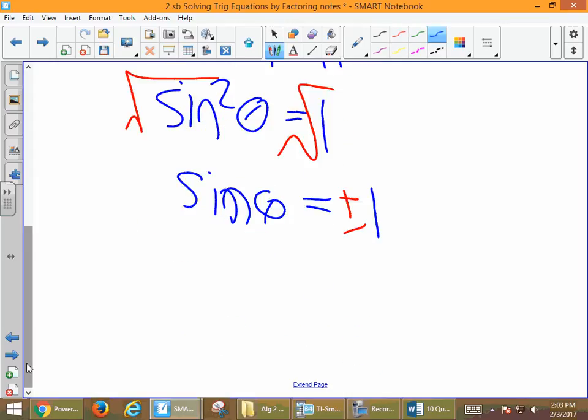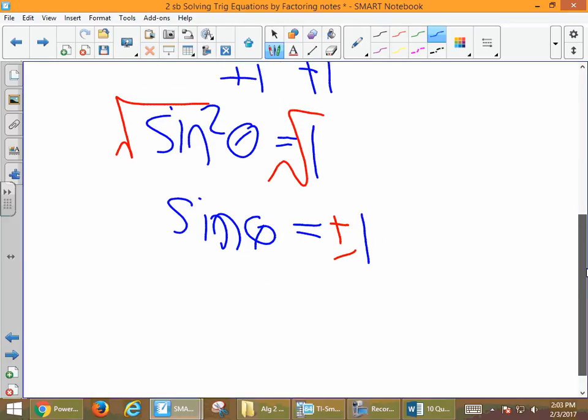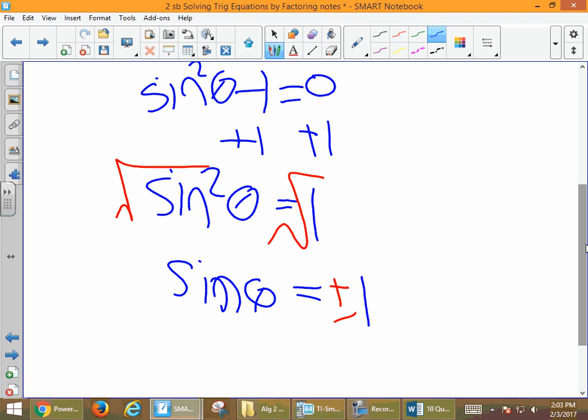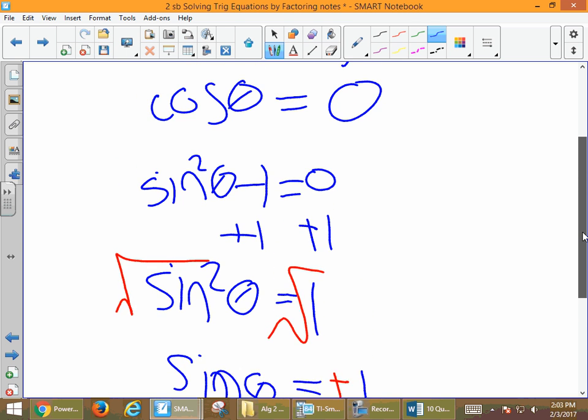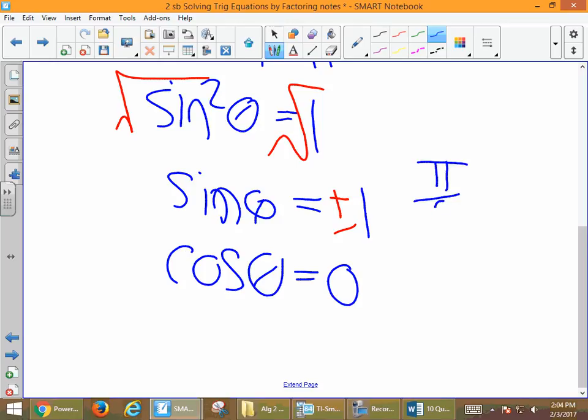So I'm going to extend the page up. If we remember, we also had, oh, it's on the other side, come back to me. We also had cosine of theta equals 0. So I'm going to write that below. So now we have to think, this is the working backwards. When is sine of theta positive 1? Pi over 2. And when is sine of theta negative 1? 3 pi over 2.